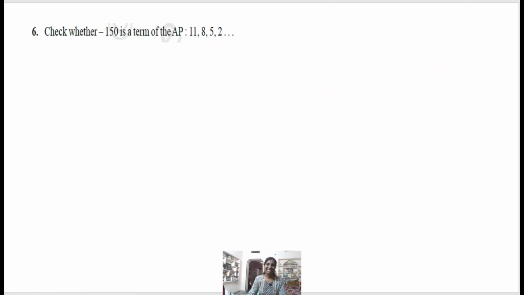So friends, let's read the next question. It's an interesting and important question, because, see, let us read the question. Check whether minus 150 is a term of the AP 11, 8, 5, 2 and so on. Here we have to check whether minus 150 is there in the given AP or not, whether it is a term or not. So how will we check?